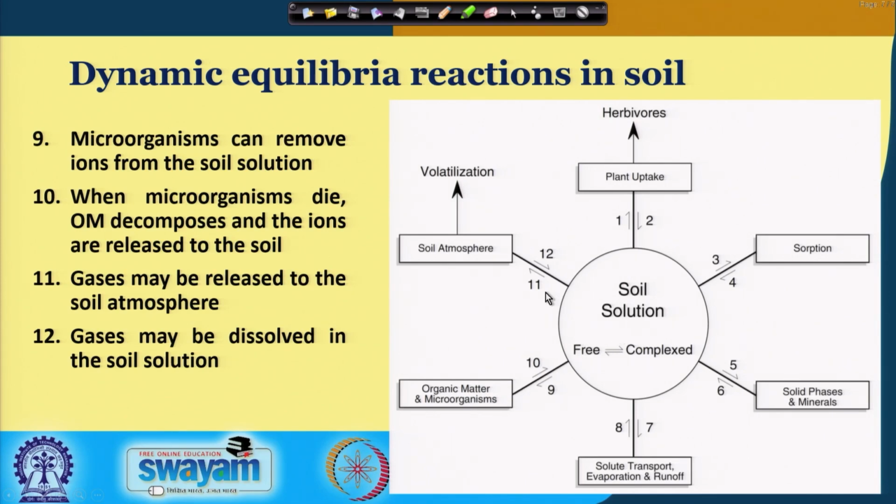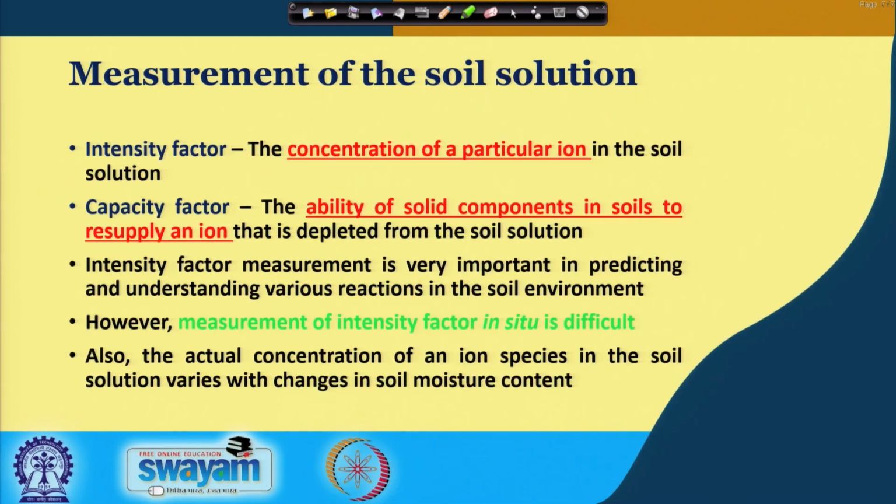And the 11th pathway is basically showing that gases may be released to the soil atmosphere and gases may be dissolved in the soil solution. So, this is another way through which the ions can move from soil solution to the atmosphere and vice versa. So, this is giving an idea about the movement of different free and complex ions from the soil solution to different pools and their reversible movement directly back to the soil solution.